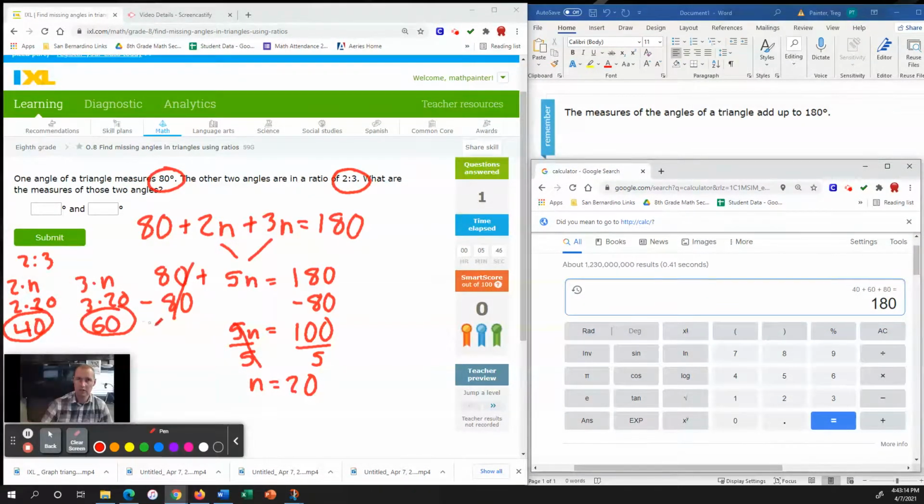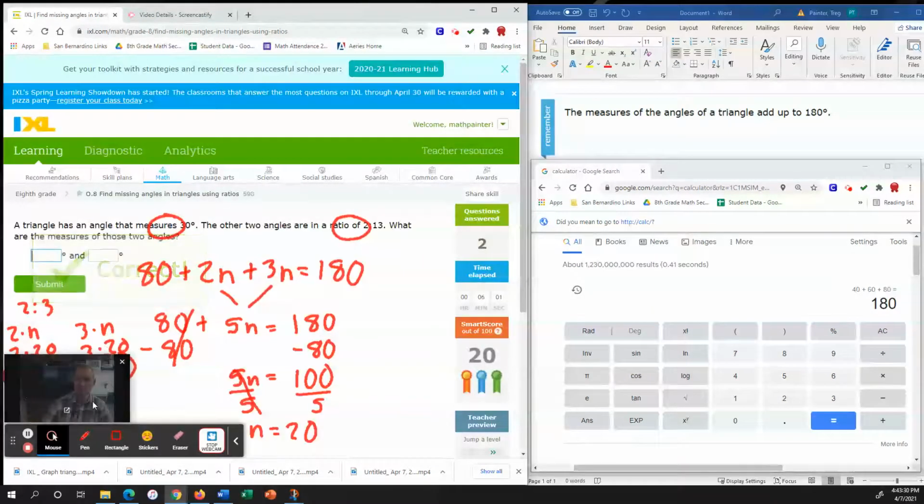Because we're looking for the 40 and the 60, those are the two numbers that we're going to place into our missing values. So 40 is one of the missing angles, and 60 is the other missing angle. And we're going to go ahead and submit it right there.